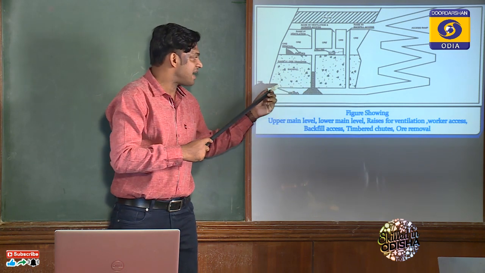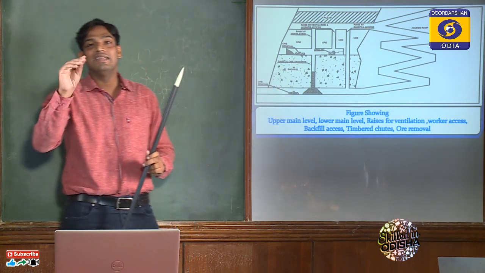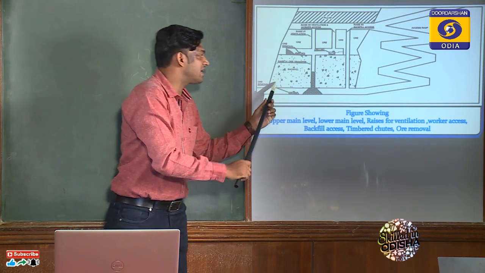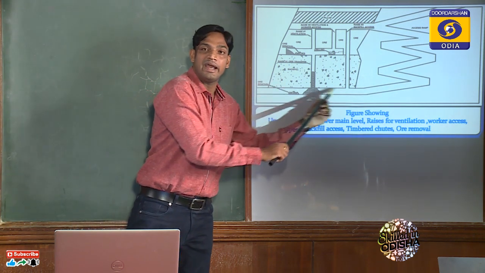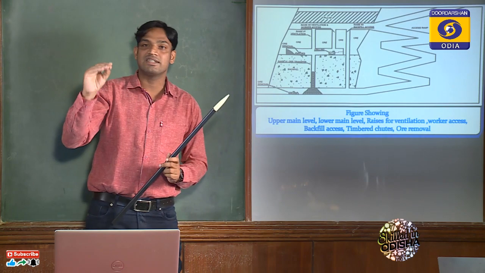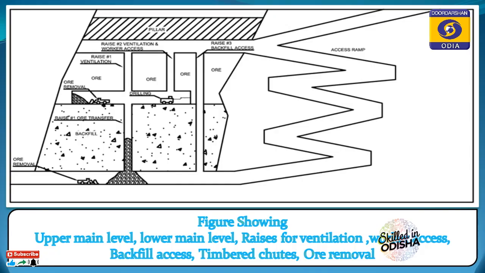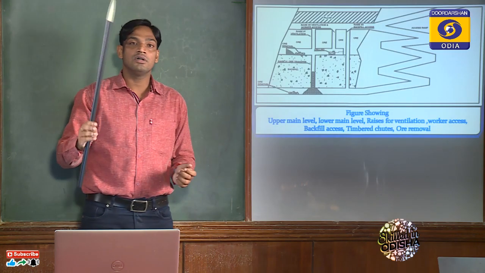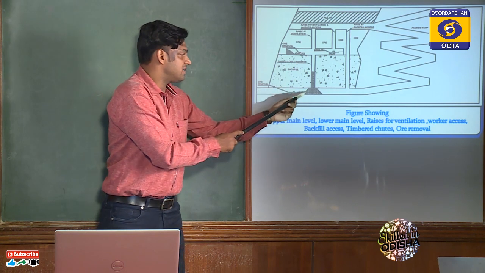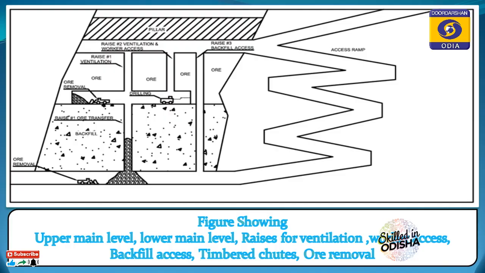If we have to take the slice from this part, we have to drill. First, we have to completely take out the ore material by drilling and blasting, and that vacant area is now filled with the backfill. And when the ore is extracted and loaded here, this is known as the timber chute.